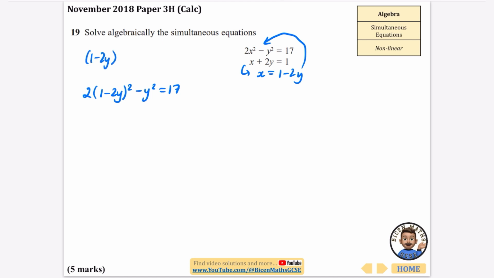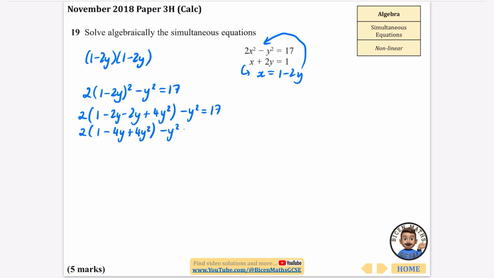Remember, if you need to do your 1 minus 2y as double brackets, that might help you, but I'm going to put it all in brackets because it's going to be doubled. So you get 1 times 1, your minus 2y or minus 2y, and the negative 2y times negative 2y is 4y squared. Now I'll quickly simplify inside the brackets. That's 1 minus 4y plus 4y squared minus y squared equals 17. So that is now expanding this bracket for the beginning part: 2 minus 8y plus 8y squared minus y squared is equal to 17.